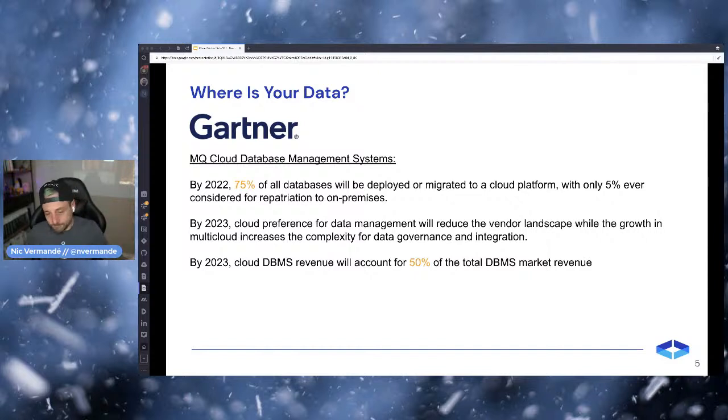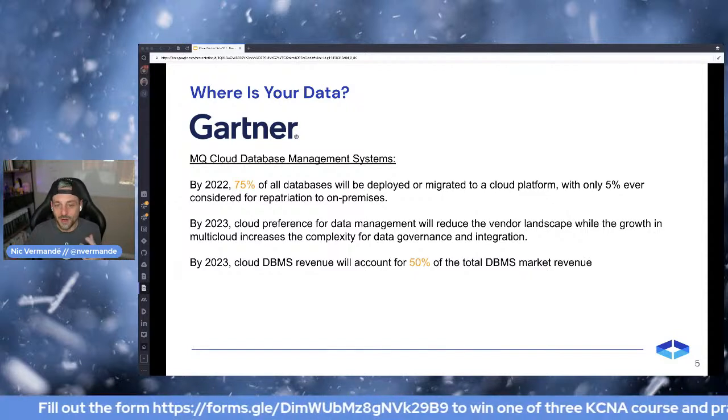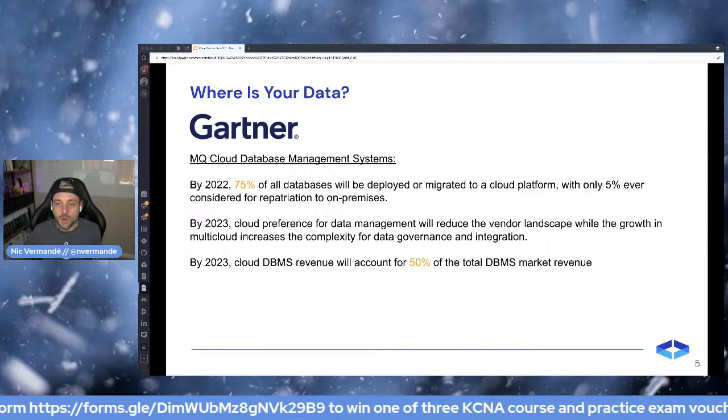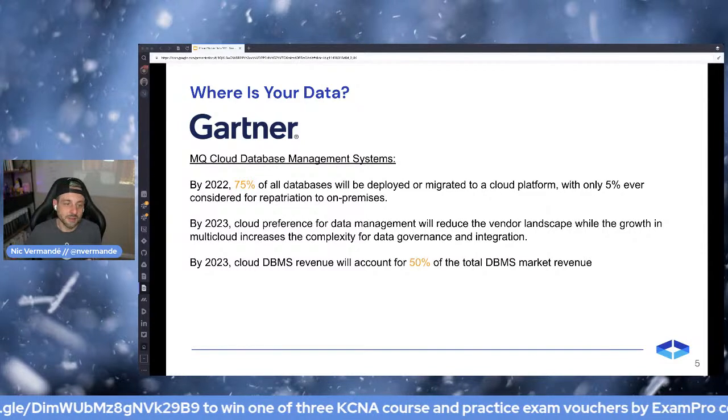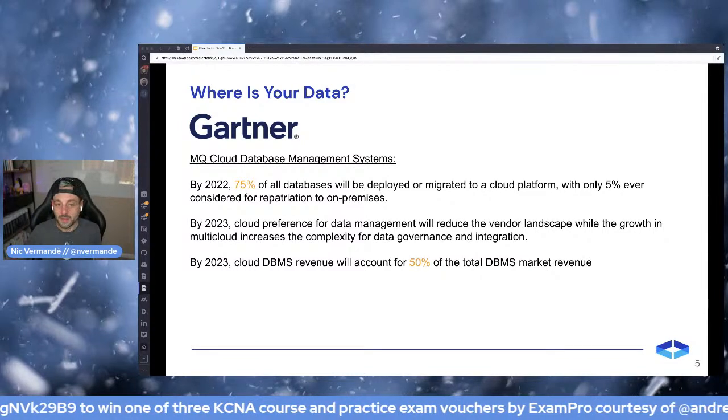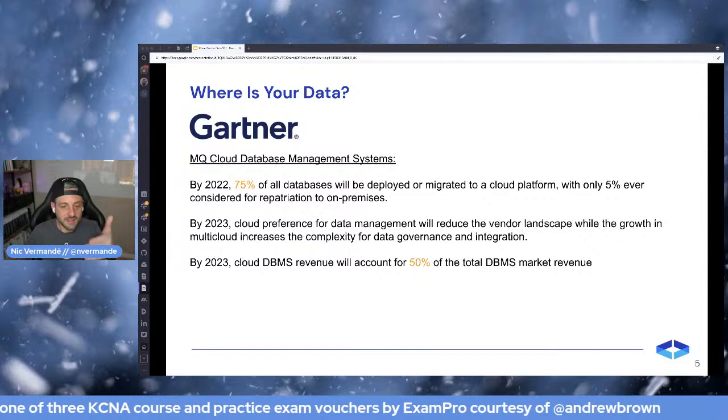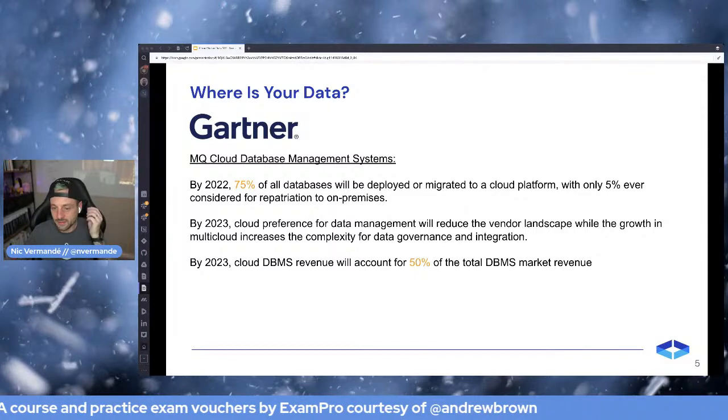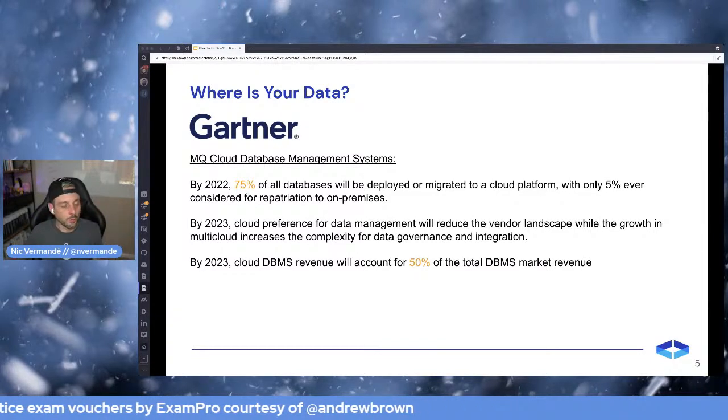But anyway, long story short, this is a statement by Gartner, and I do believe in this prediction: by 2022, which is this year, 75% of all databases will be deployed or migrated to a cloud platform, with only 5% ever considered for repatriation to on-premises. That's quite interesting, right? So this is hyperscaler solutions, right? RDS and Bigtable, all those kinds of managed databases.